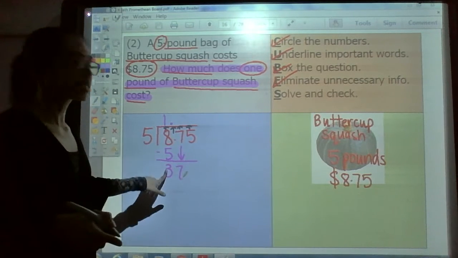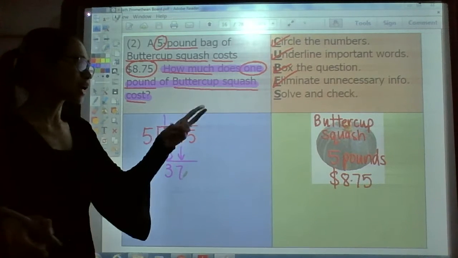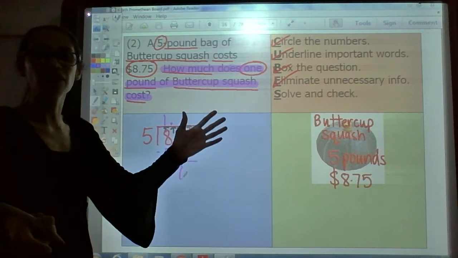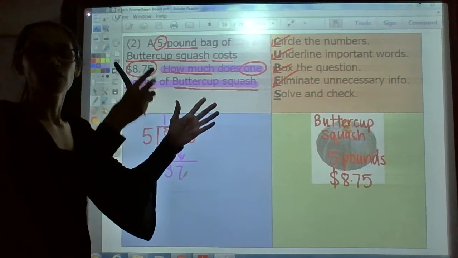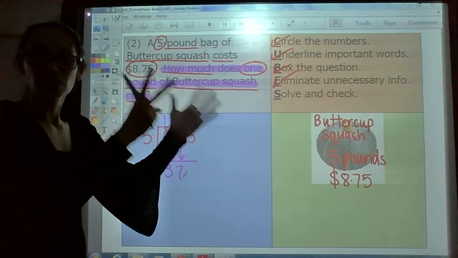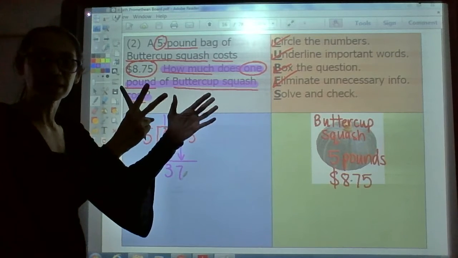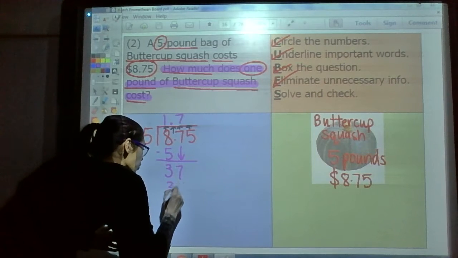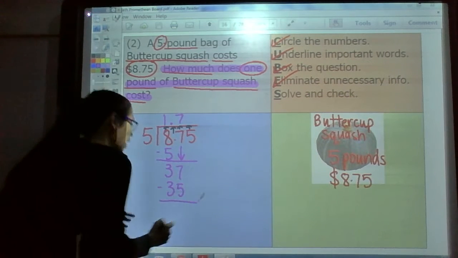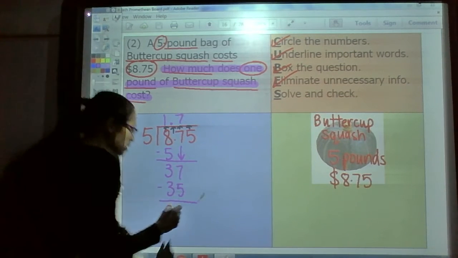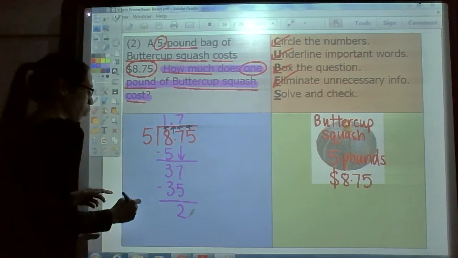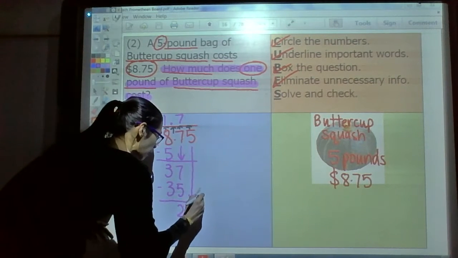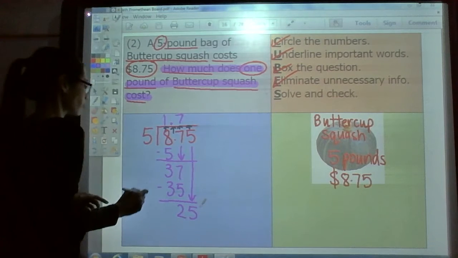Skip count by 5 to get to 37. 5, 10, 15, 20, 25, 30, 35, 40. Oh, too much. So that's 35. How many times is that? 7 times. And 7 times 5 is 35. Subtract that. That is a 2. Now what? Bam, bring down that 5 right there.